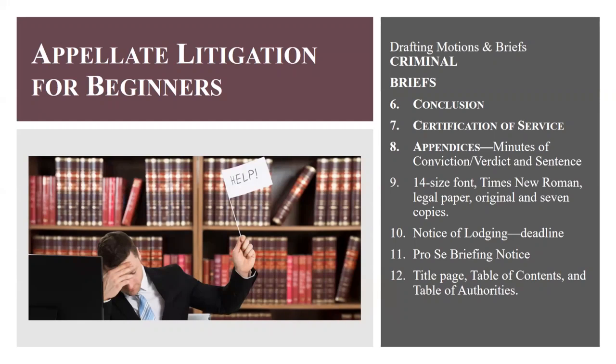The appendices is important with the appellate court because they need to have it verified in the record that this is a final judgment from the district court. So you're going to have the minutes for the conviction, you're going to have the minutes from the verdict and from the sentence. You're going to have all that laid out, and that's going to be attached to your brief. 14 size font. Most times, I think all circuits require that. Times New Roman, legal paper, original, and 7 copies.